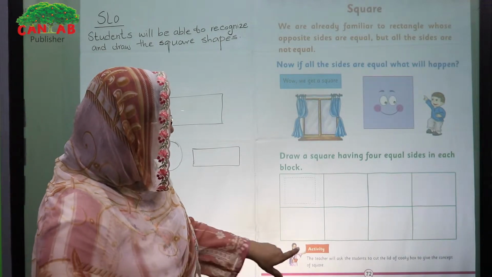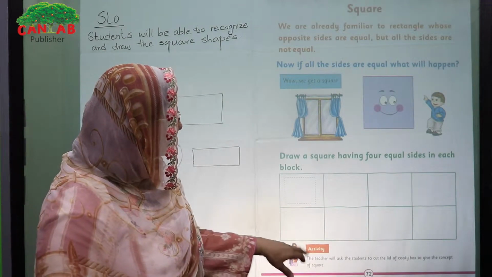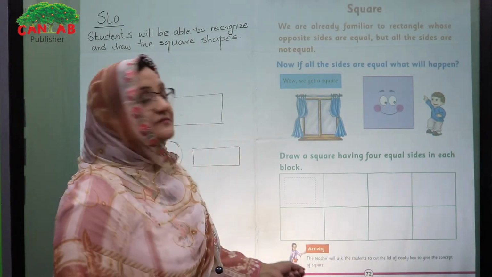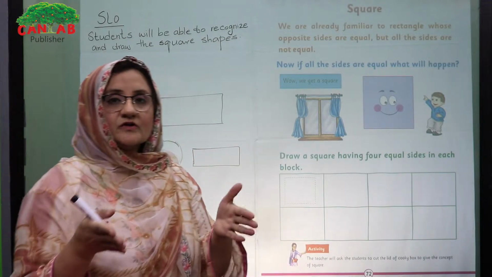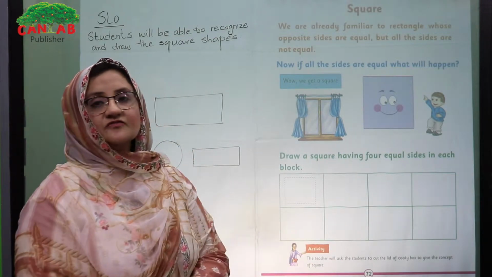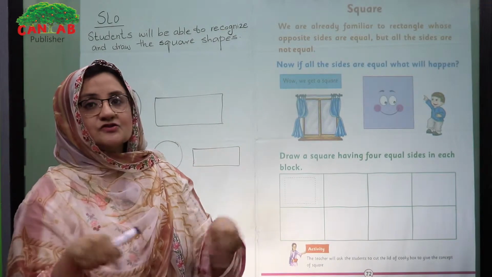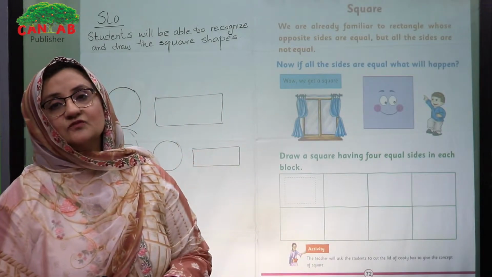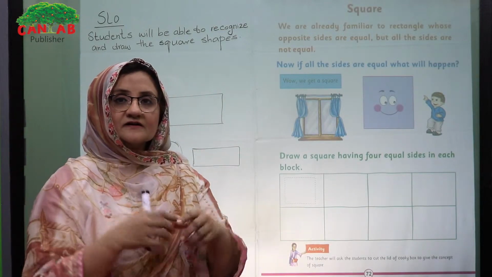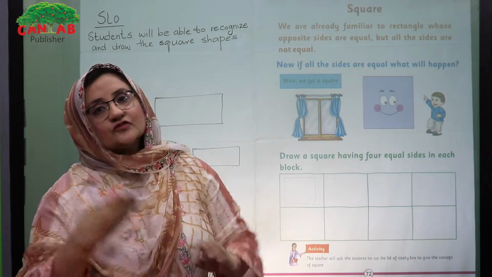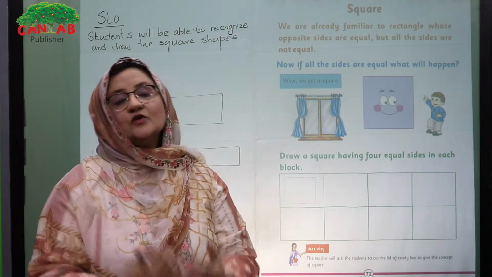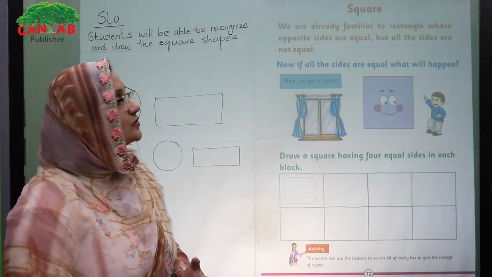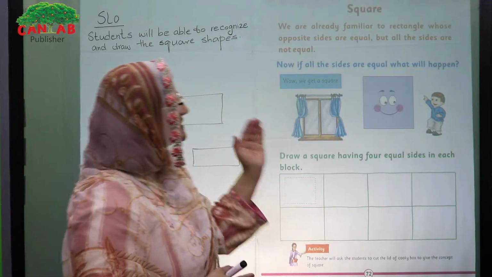There is an activity given in the book, and it states that the teacher will ask the student to cut the lid of a cookie box to give the concept of a square. Yes, you can take a cookie box in your hand, cut it in front of the students, and tell them that it is a square shape. After this, you can give them pieces of paper and ask them to draw squares of different sizes. Then you can take them on a school walk, and they can look around the school and find different square shapes around themselves.